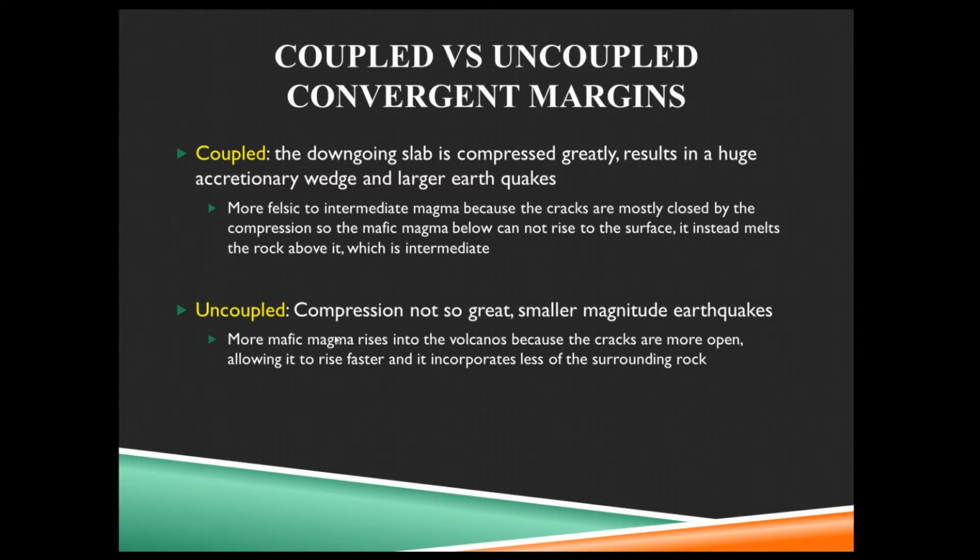Also, with lower compression, there are more cracks available for magma to move through, and therefore more mafic magma can actually make it all the way to the surface and come out as more mafic volcanoes, more mafic lava. This is because it rises faster, it incorporates less country rock, it can actually maybe make it all the way to the surface and not have to do the sequential melting, and so the lava and magma are much more mafic.